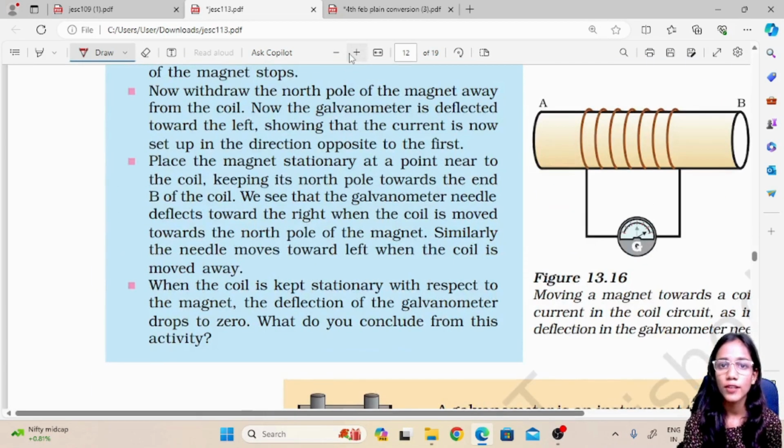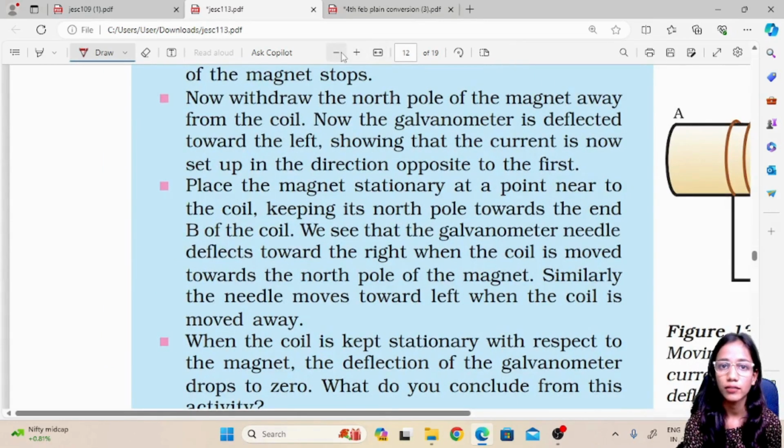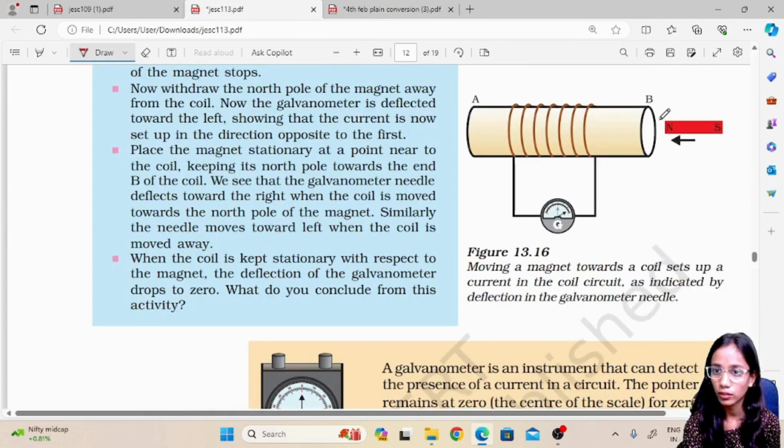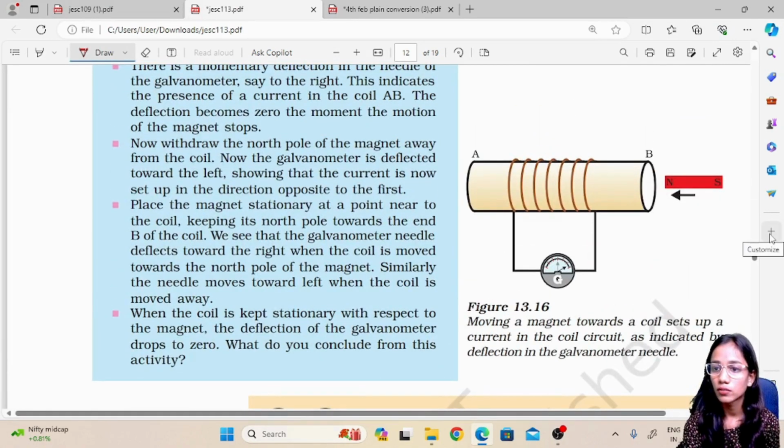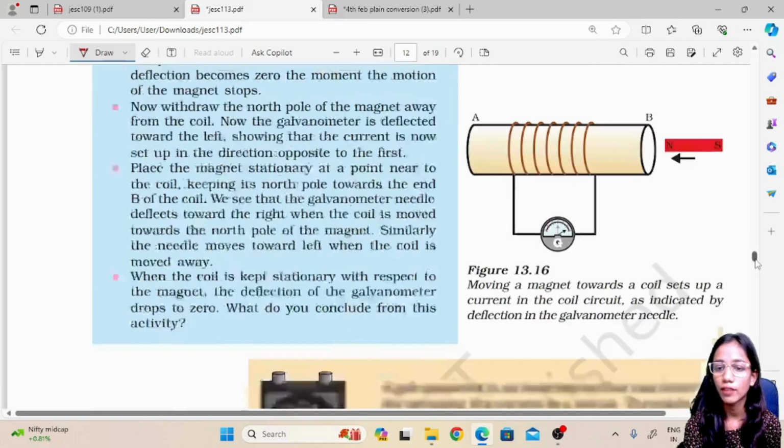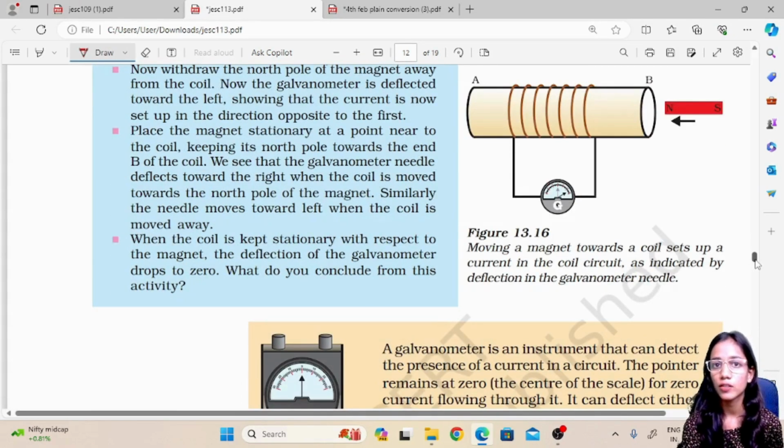Okay, so before explaining the part, I would like to mention that the device which is used to detect current is called a galvanometer. Okay, the device which is used to detect current is called the galvanometer.